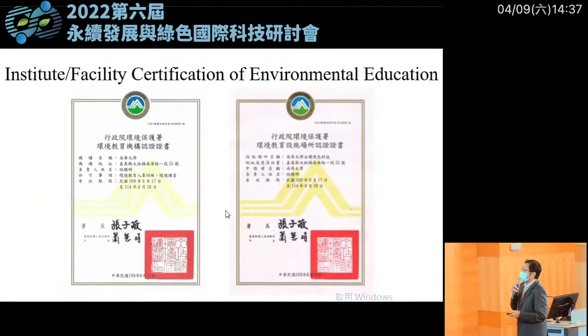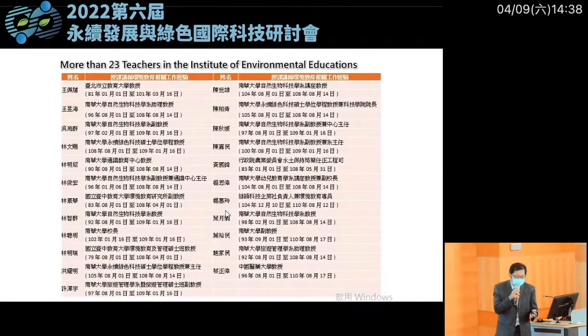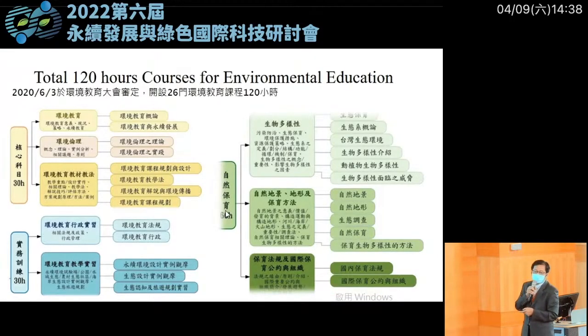This one you can see from the year 109, just 2020, we got 2 certifications. One is the institute, and one is the facility of the environmental education from the Ministry of the Environment Protection. We have more than 23 teachers in our institute, and we still increase our teachers. Why do we need so many teachers? In fact, we have a total 120 hours course.